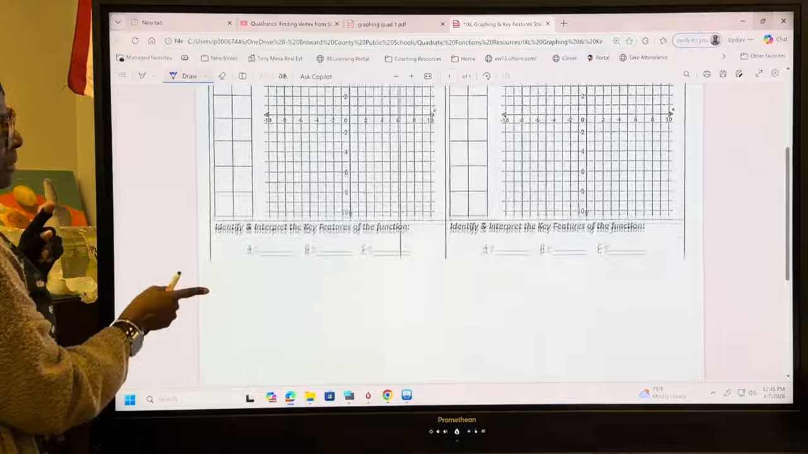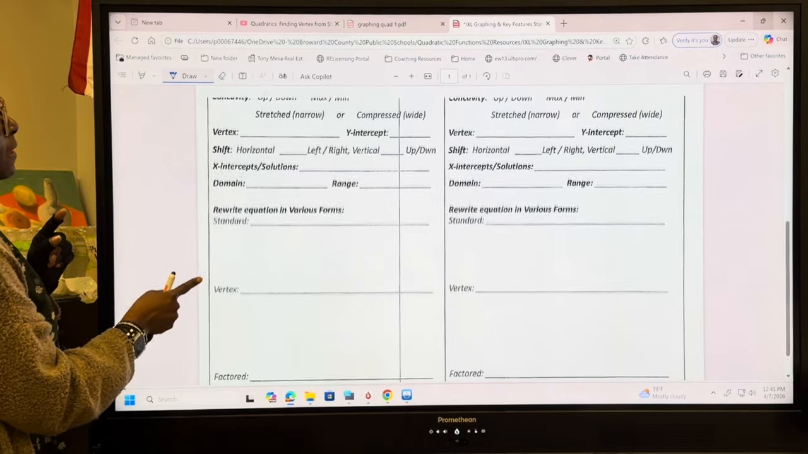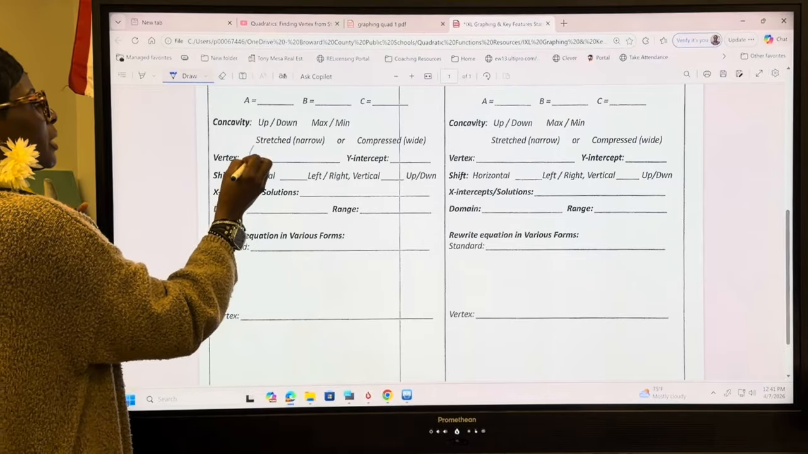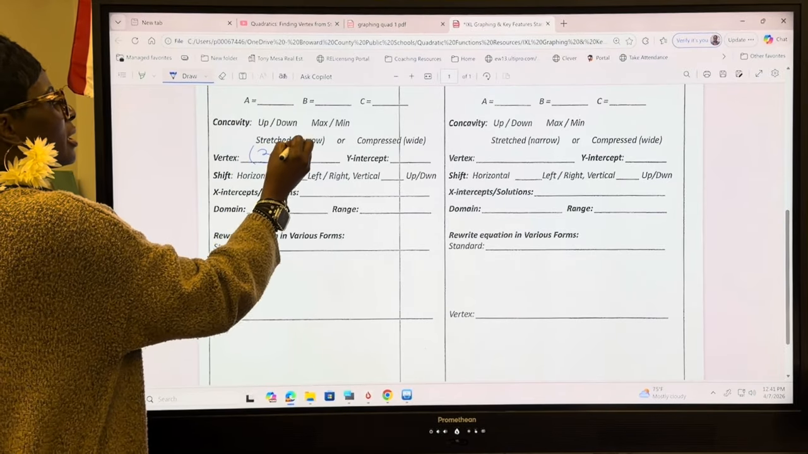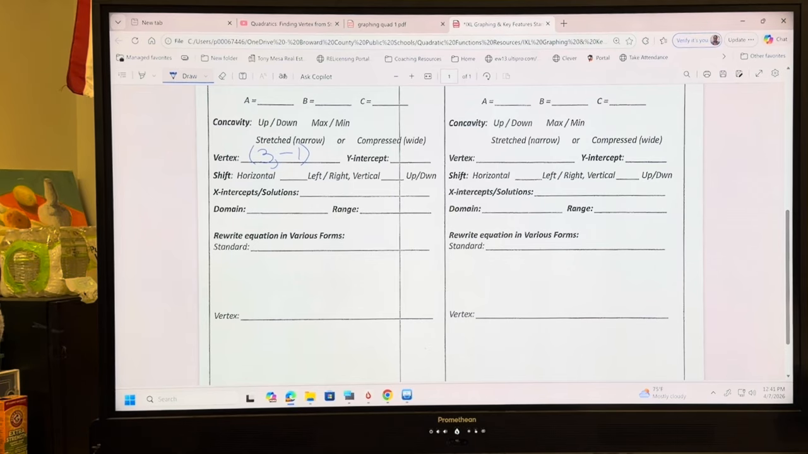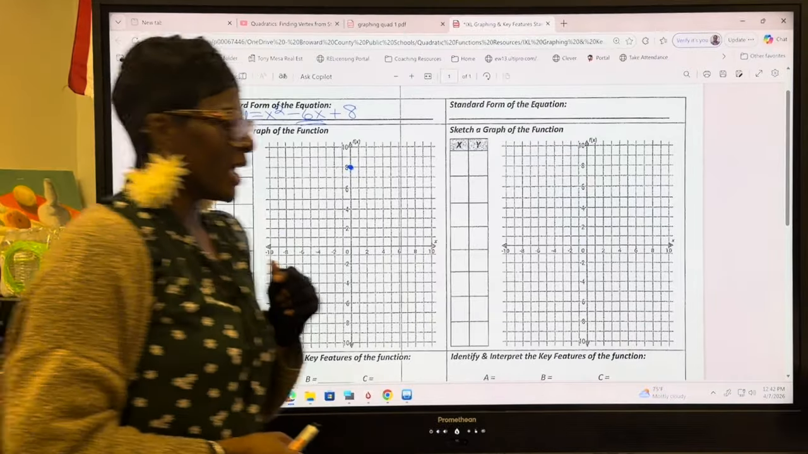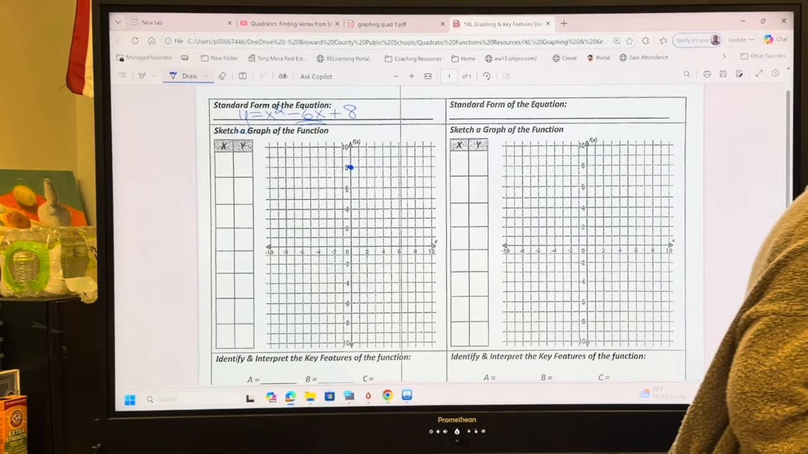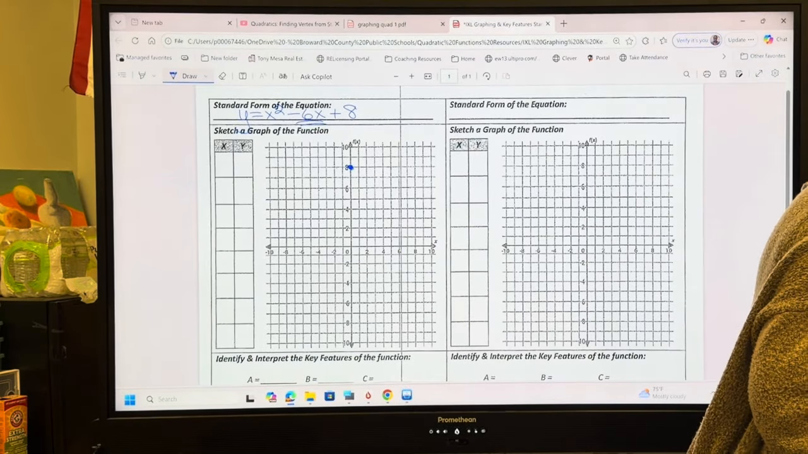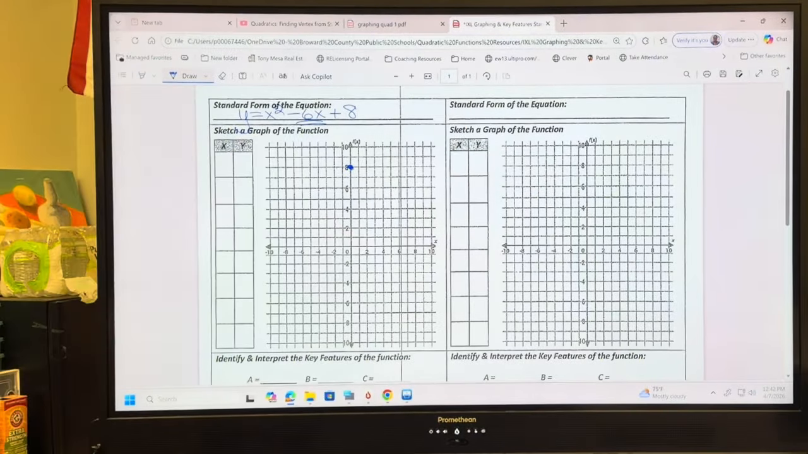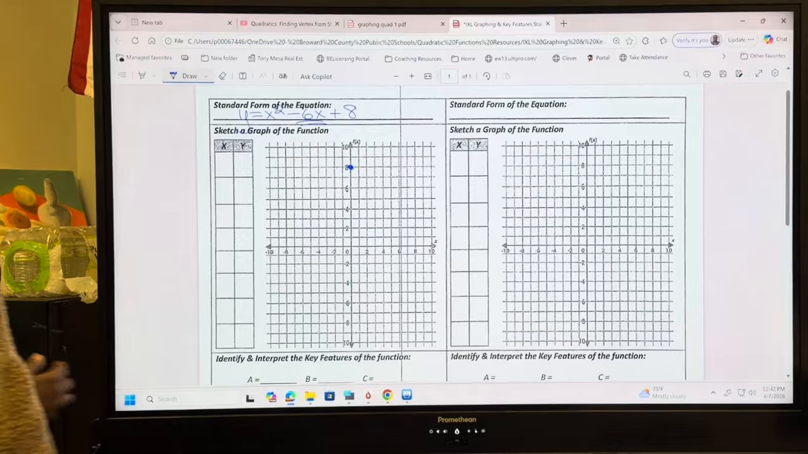So what did you just tell me our vertex was? 3 and -1. So I'm gonna go here where it says vertex, and I'm gonna put here 3 and -1. Everybody good there? You can just write it in. All right. What am I gonna do now?